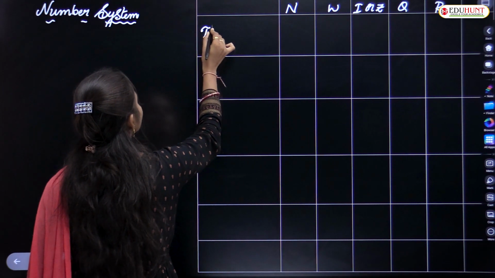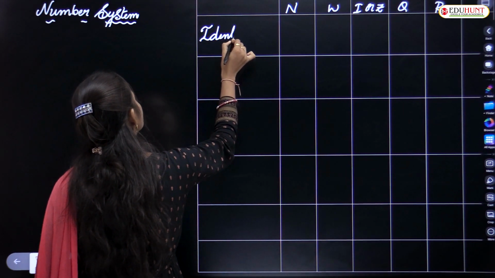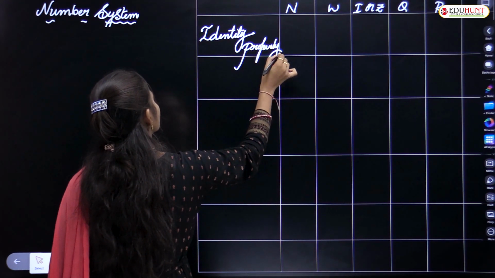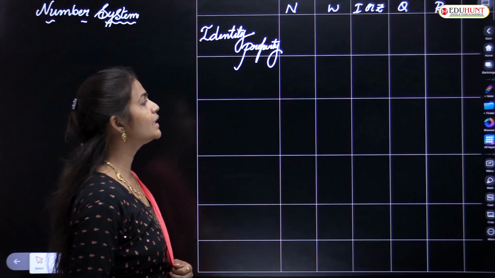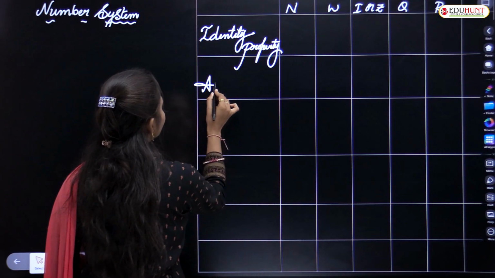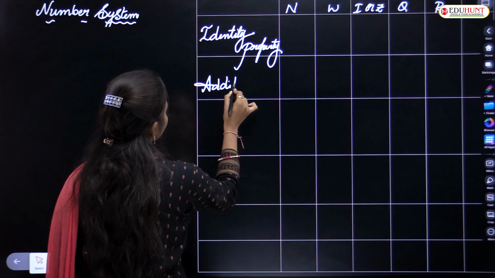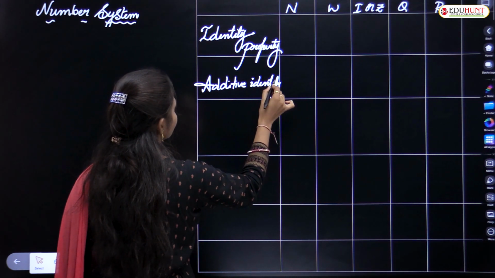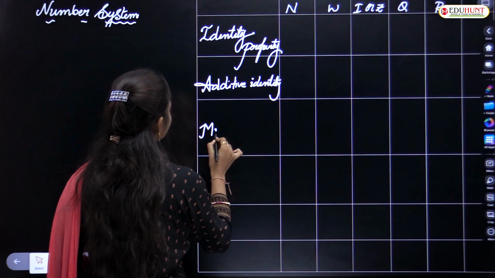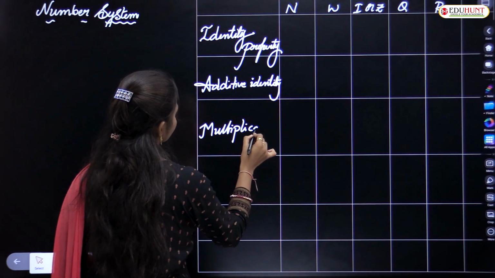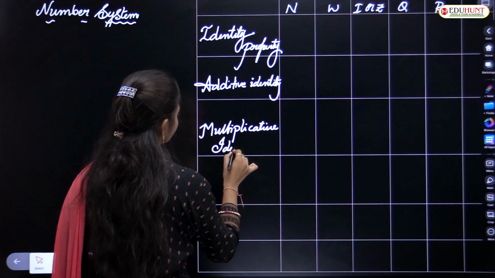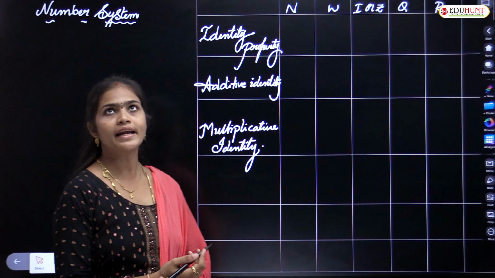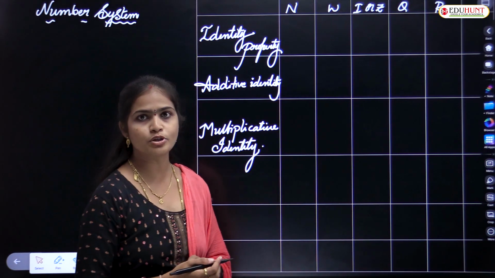Okay, what is that? Identity property. So here the first one is additive identity, and here multiplicative identity. In this video we will discuss additive identity and multiplicative identity under all these types of numbers.